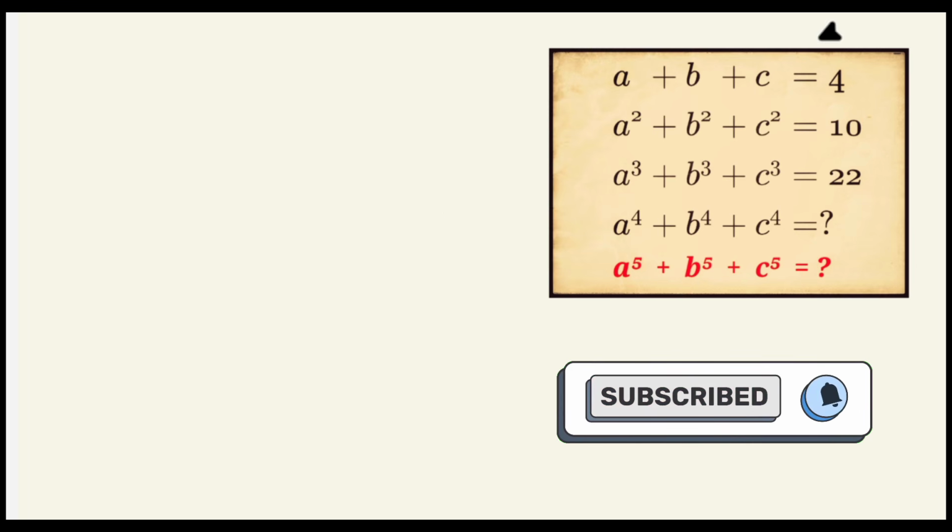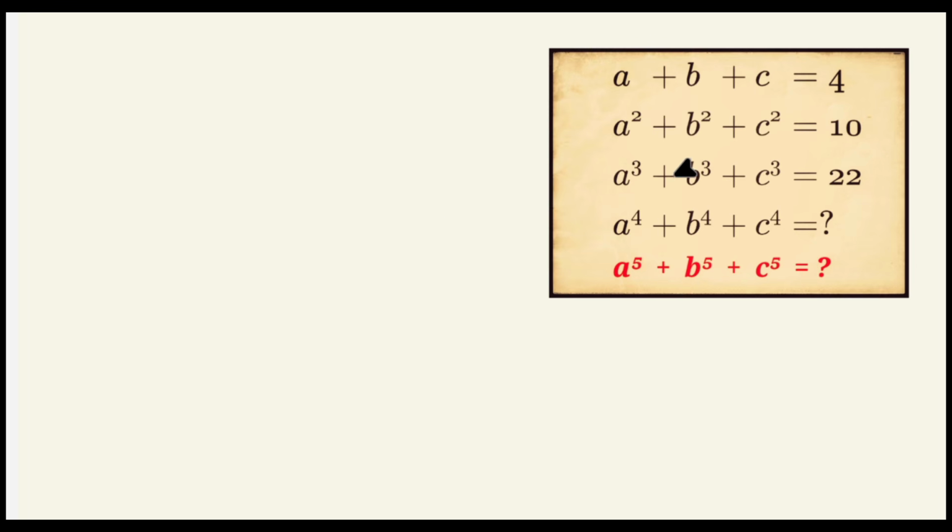Today we will solve this math problem. This is a nice algebra problem and it requires a little bit of understanding. These three values are given in this question. a+b+c is equal to 4, a²+b²+c² is equal to 10 and a³+b³+c³ is equal to 22. Then we need to find a to the power 4 plus b to the power 4 plus c to the power 4 and a to the power 5 plus b to the power 5 plus c to the power 5.